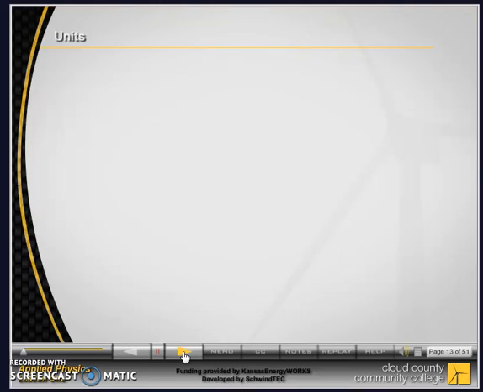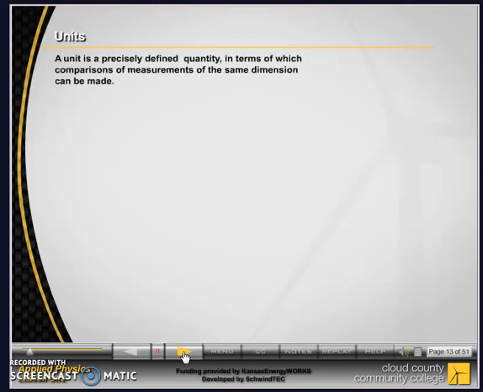A closely related concept is that of a unit. A unit is different from a dimension in that a unit is very specific. A dimension is a general category. Examples of units corresponding to the dimension of length are inches, feet, miles, centimeters, kilometers, light years, and parsecs.